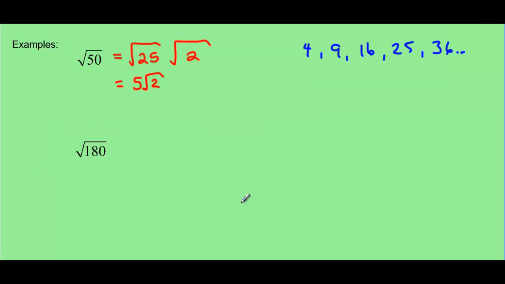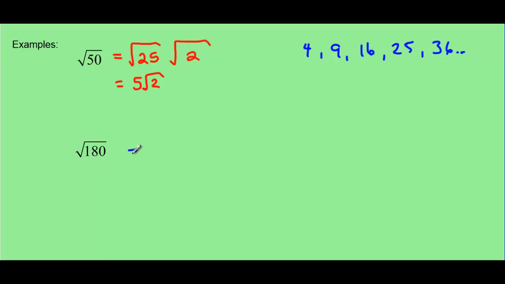Here's another example. Let's try to simplify the square root of 180. We're going to need to find two numbers that multiply to 180, where one of them is a perfect square. 180 is a bit bigger of a number, so it's going to be a bit harder to find.